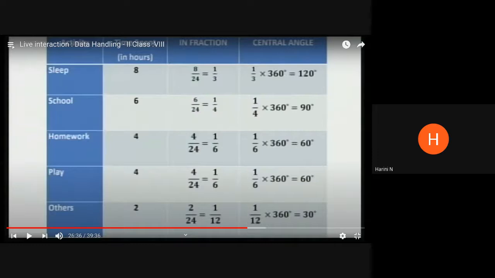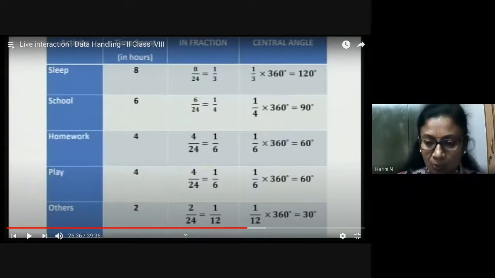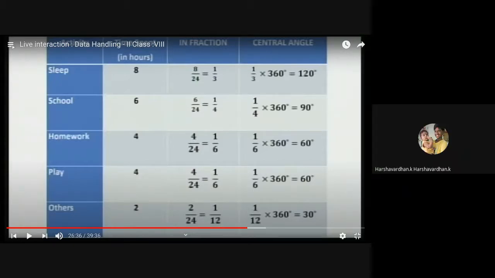This step you should be able to do. I think I'll pause for 2 minutes so that you can prepare the tabular column. Yes, somebody was speaking. Ma'am, first we do this. Yeah, first you have to prepare the tabular column. Only then you can draw the pie chart. Do it quickly.